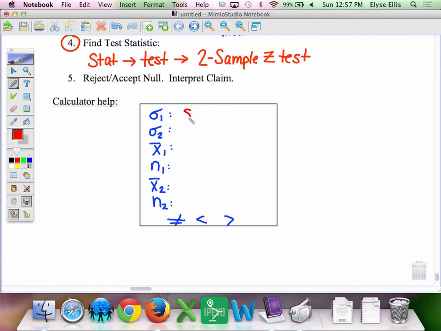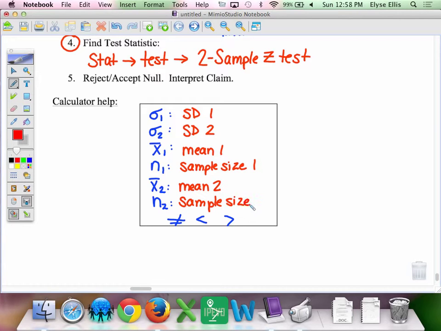correct values. Sigma 1 is the standard deviation from that first sample. Sigma 2 is the standard deviation from the second sample or second group. Then it goes x bar 1, that is your mean from group 1, and n1 is the sample size from group 1. So they kind of go 1, 1 together. And then they go back to group 2. You need the mean from group 2, and n2 is the sample size from group 2.